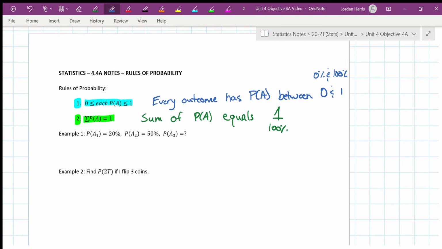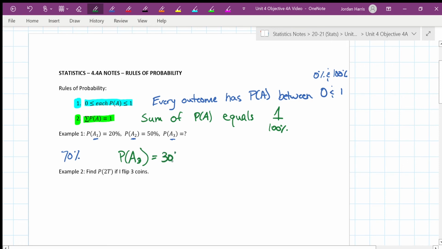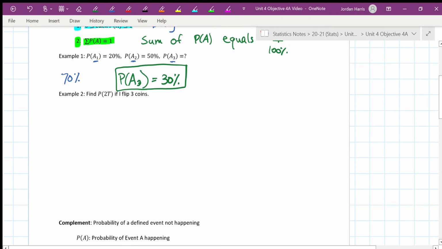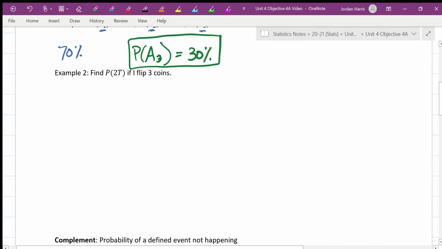So example 1, we have 3 possible outcomes. We're just calling them A1, A2, and A3. If A1 has 20%, A2 has 50%, if you add those up, you'd get 70%. So if we know these probabilities, it has to be between 0% and 100%, and it has to make it equal 100%. So the probability of the third outcome, A3, has to be 30%. That's the answer because it has to add up to 100%. Okay? And then we can understand these probabilities and do what we did last time with the tree diagram.